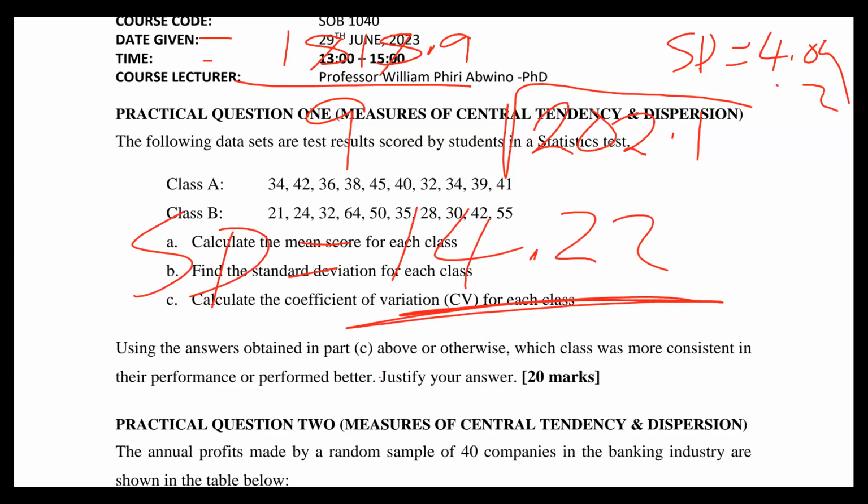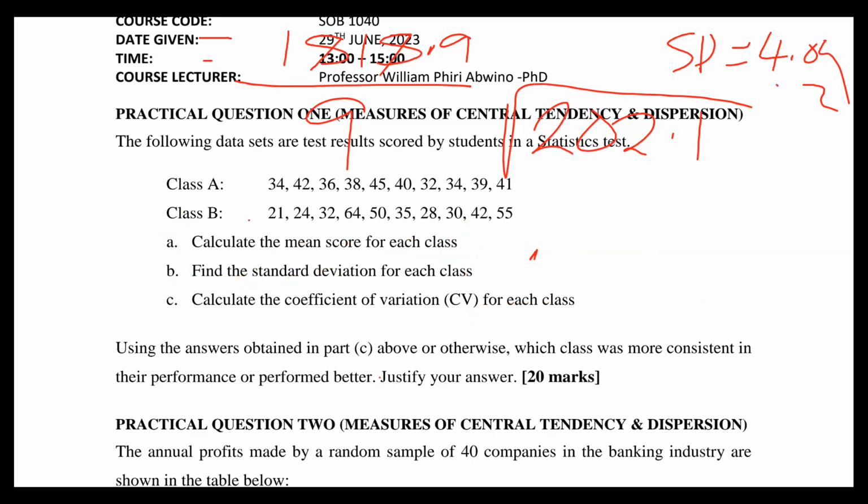Is that clear? So I found the standard deviations, yeah? Now that you have found the standard deviations, the next thing you are asked to find is the coefficient of variation. Very, very important to know how to find the coefficient of variation. It is found by the standard deviation divided by the mean, x bar, times 100, expressed as a percentage.